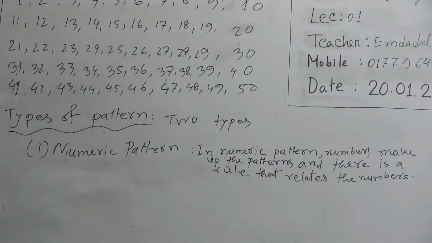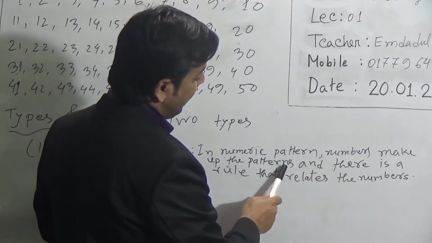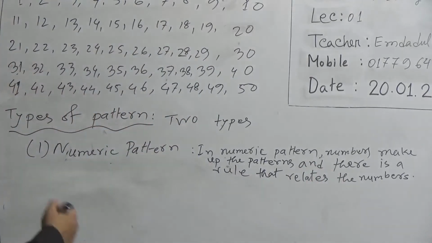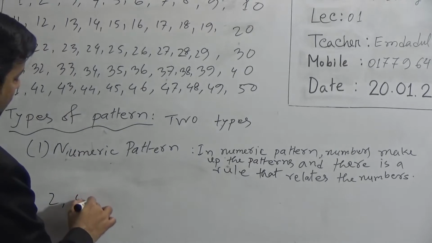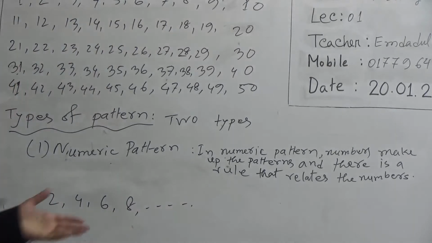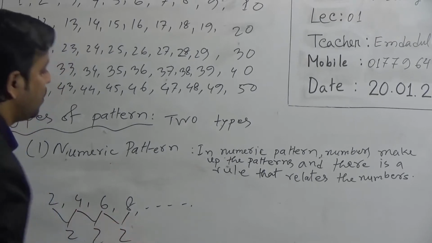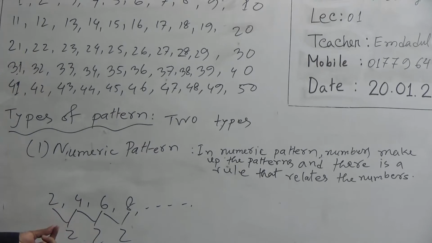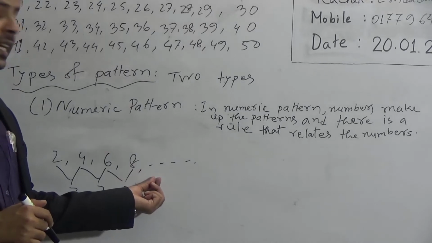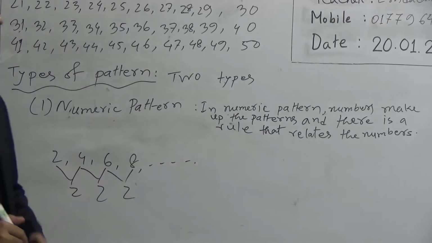We'll discuss geometric pattern later. Okay, now in a numeric pattern, numbers make up the patterns and there is a rule that relates the numbers. It means, if I give an example, suppose 2, 4, 6, 8, these numbers make a pattern and see here, every time the difference is 2. So this is the rule, and this rule relates the numbers. So if we add 2 with the previous one, we will get the next one. This is the rule. Okay?